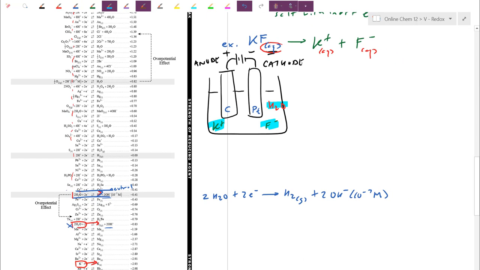Okay. The voltage of that here is written as a reduction already. The potential for that half cell is negative 0.41. Right. So between the water and the K+, the water actually reduces before K+. K+ is actually a spectator. It didn't really even have to be there.